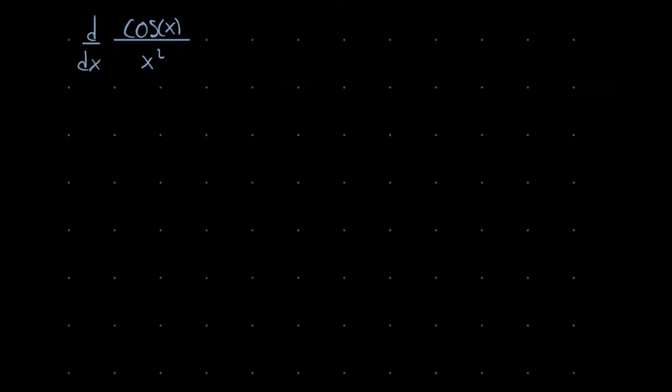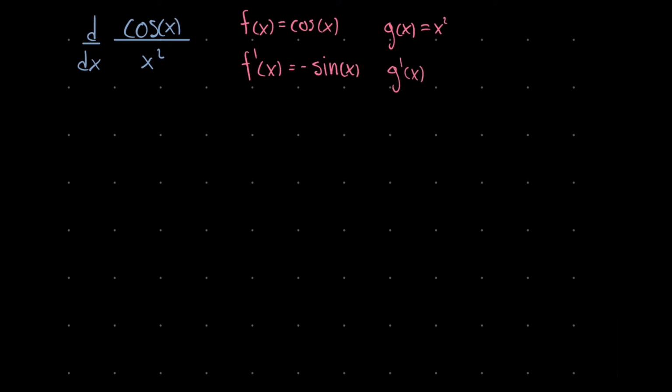So let's move on to some examples using trigonometry. And so we're asked to find the derivative of cosine of x over x squared. In this case, we could write f of x to be equal to cosine x, and the derivative of cosine is just minus sine x. And now in the denominator, we have g of x is equal to x squared. And so the derivative of x squared using the power rule is equal to 2x. So now we could use this information to solve the question.